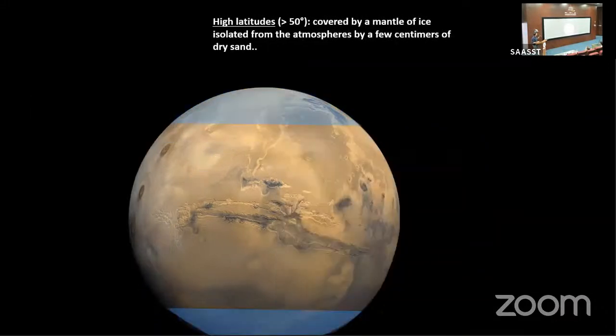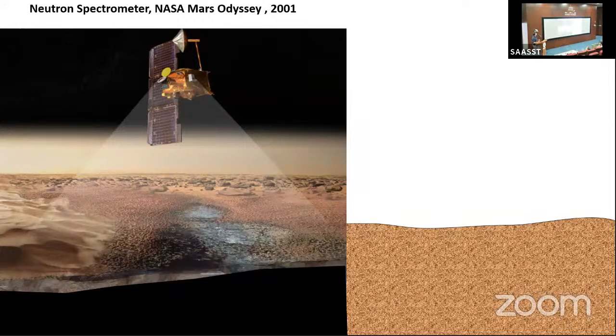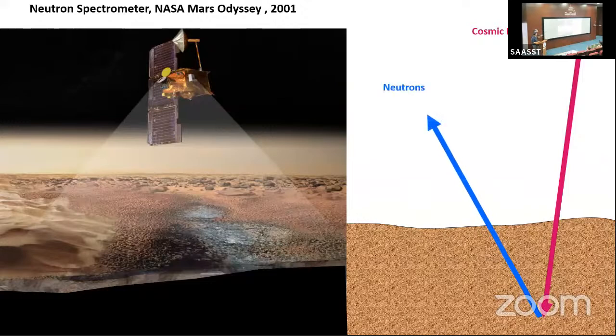Oh, I forgot one more point: starting at 50 degrees latitude, it was discovered that if you look at the surface, you only see sand, but it seems that below a few centimeters of sand you have ice. This was discovered by nuclear physics. Indeed, you have a neutron spectrometer on a spacecraft named Mars Odyssey, and the physics is the following. Because the atmosphere is thin, the surface is bombarded by gamma rays coming mostly from the sun or from the galaxy. These gamma rays do nuclear reactions and trigger the nuclei of atoms. And you have a flow of neutrons that are dislodged and emitted and that go out to space. And you can measure them from space.